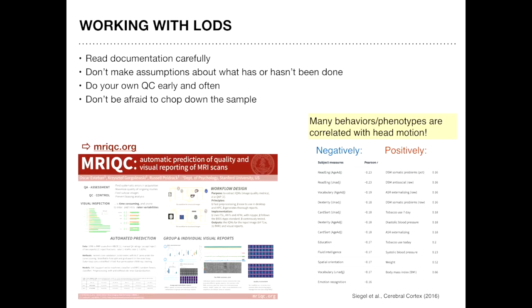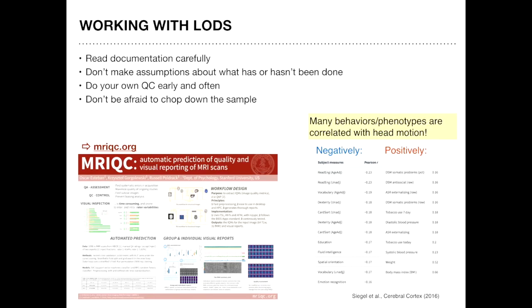And here's a nice paper that looked at this in the HCP data, finding that people that score higher on a lot of the cognitive measures tend to move less in the scanner, whereas people with a higher BMI or a lot of somatic problems tended to move more. This is not surprising. We also know that there's big age effects on this. So kids, both young kids and older adults tend to move more than healthy young adults.